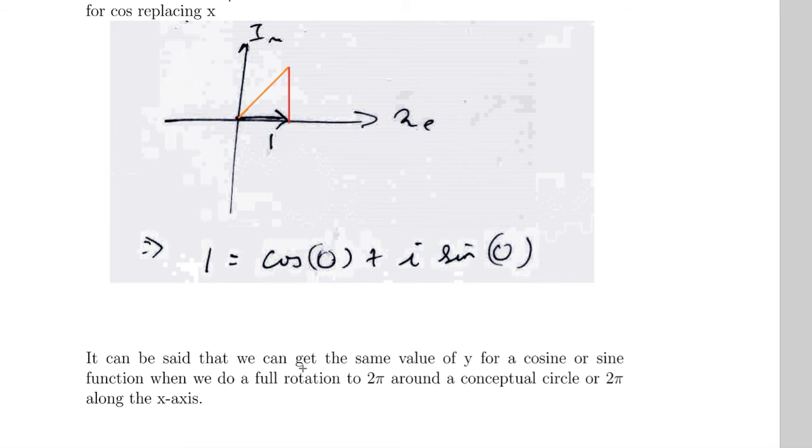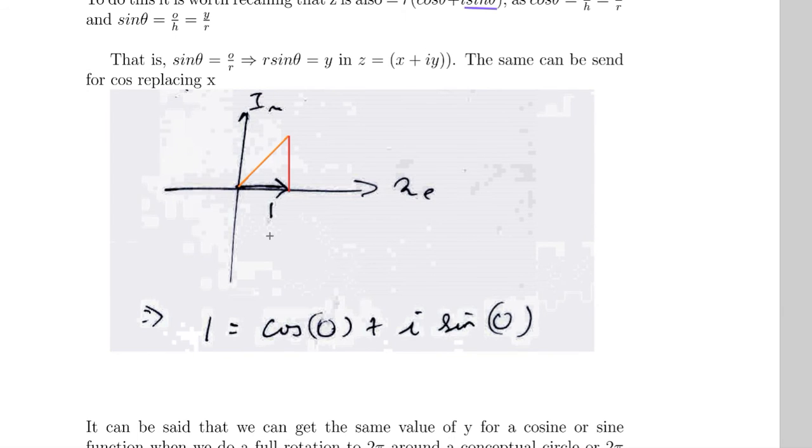I made a statement here simply saying that we can get the same value of y for a cosine or sine function when we do a full rotation of 2 pi around a conceptual circle, or 2 pi along an x-axis. So this value of cos 0 and sine 0 is only one of multiple outcomes that will produce the number 1. This is well known in trigonometry, and if that's not something you're comfortable with, I would suggest going back and taking a look at the concept of the sine and cosine functions. But I'm going to go over it a little bit here, just to remind us.